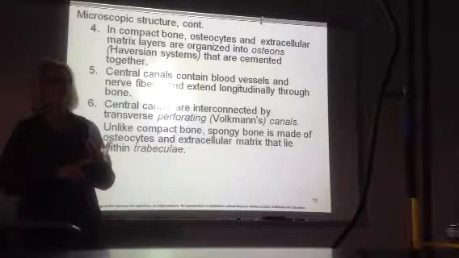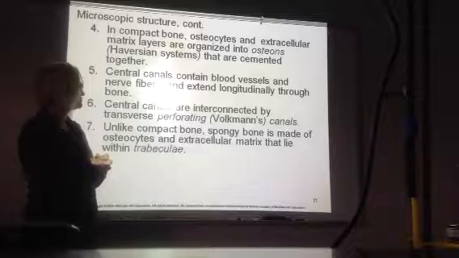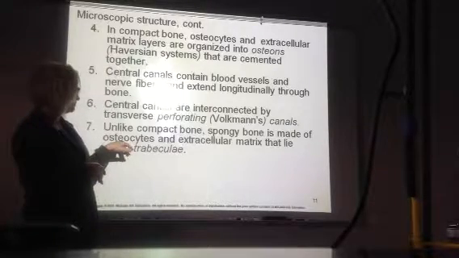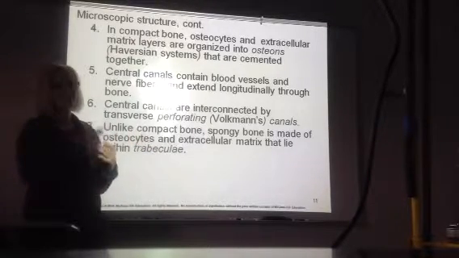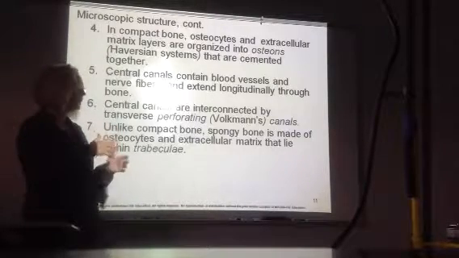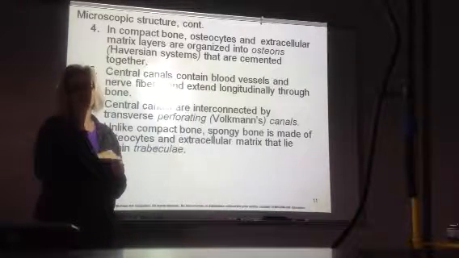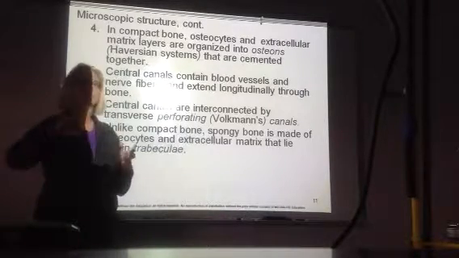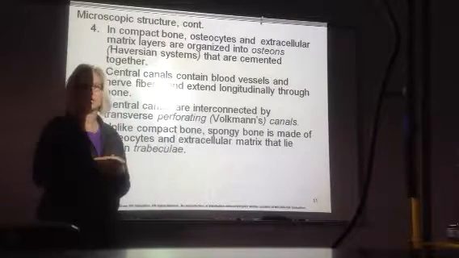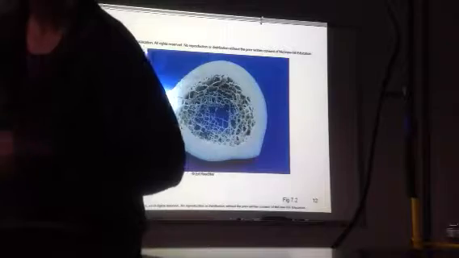Unlike compact bone, spongy bone does not have those osteon systems. Its bone cells and extracellular matrix are basically just lying within the trabeculae, which are those bony plates or spongy looking area. So I'll show you the picture.